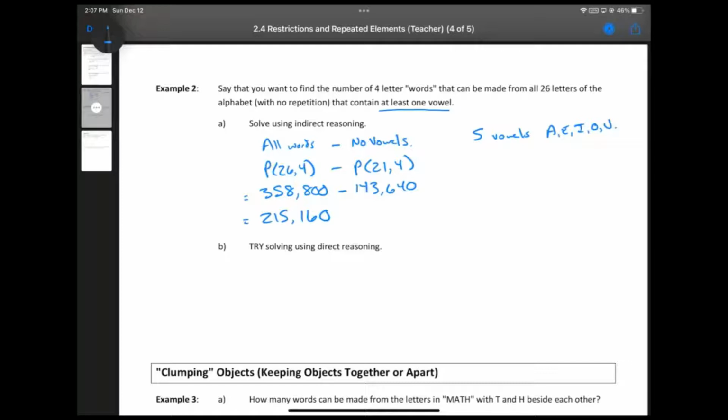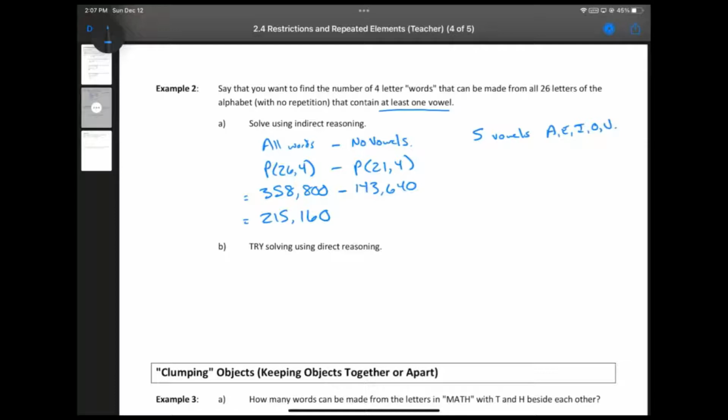So again, the way to think about this one is to think about making a list of all of the possible words and then crossing out the ones that have no vowels in them. That's essentially what we're doing with the indirect method. Make a list of everything, cross out the ones we don't want. And then what we're left with is ones that we do want.